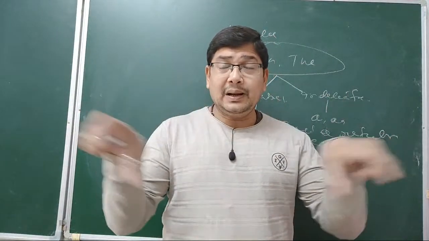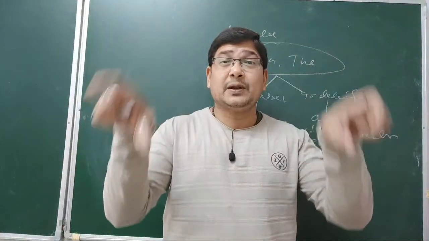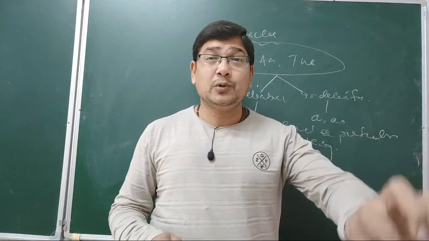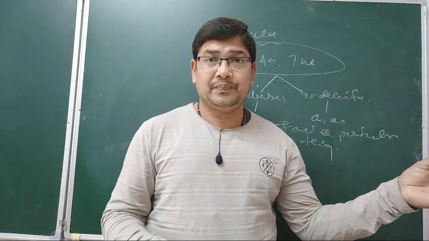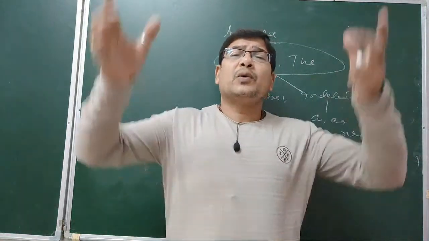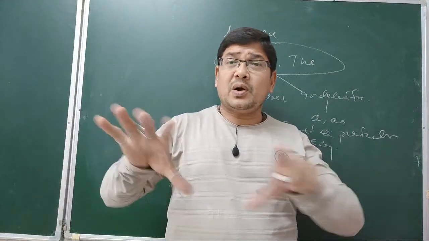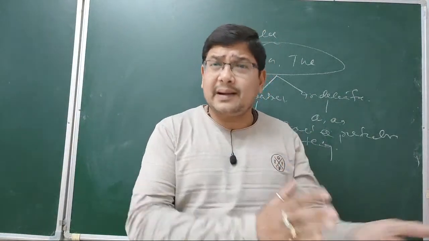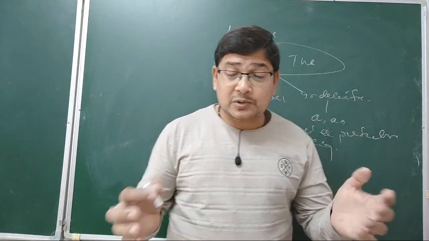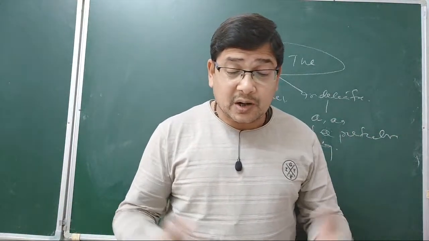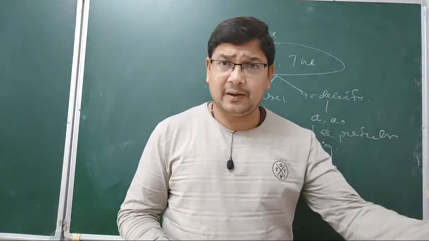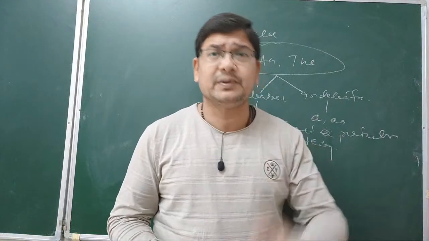While you are talking about a whole class of a singular noun, at that time you can use what? The. For example, the dog is a faithful animal. Here we are talking about all dogs. The dog is a faithful animal. I am using the before dog. Then you can say the Bhagavad Gita is a foremost and secret book. You can say the rose is the sweetest of all flowers. So these are some examples that can be taken while talking about that particular usage of the.